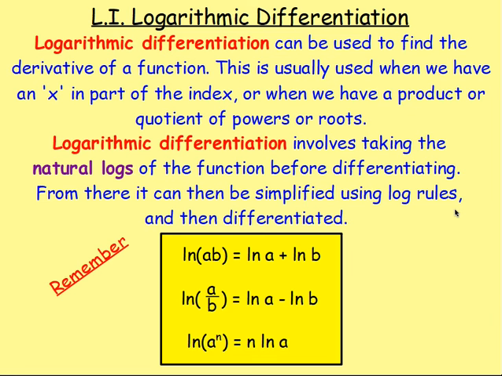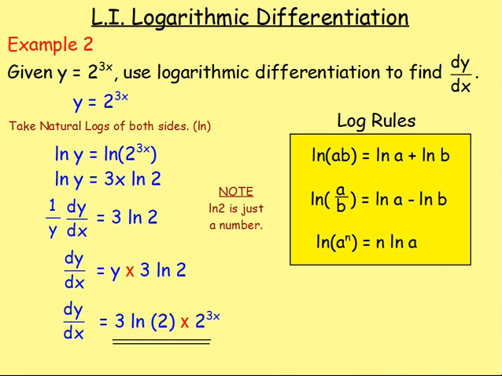How do we use it? Well, we take the natural logs of both sides, and then sometimes we would have to apply our log rules before we differentiate. Take this example here, we've got y equals 2 to the power of 3x. Note here we'd use logarithmic differentiation. Mohammed, why? Brilliant, because x is an index. If it's an index, we need to bring it down, and we bring it down by using logs.